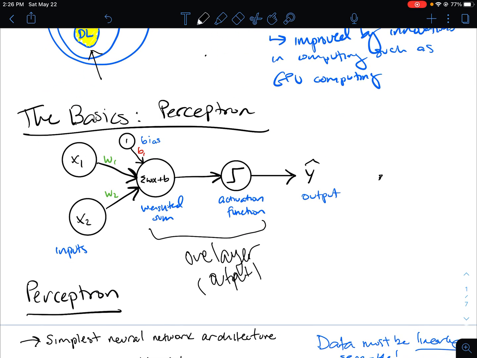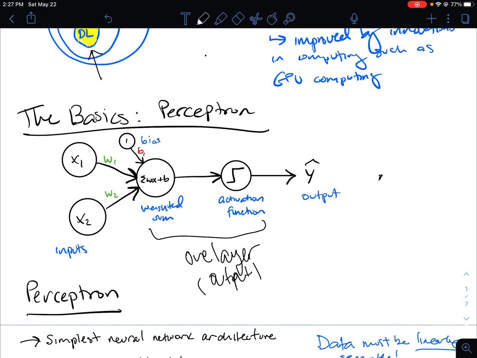Let's dive into it. The basics. What are the basics of a neural network? Perceptron. Perceptron is one of the building blocks of a neural network, and it's the simplest neural network architecture. I am showing you the structure initially just because I want you to see how it looks. You're feeding in some input values. You're taking a weighted sum of those inputs and maybe adding a bias or a constant term.